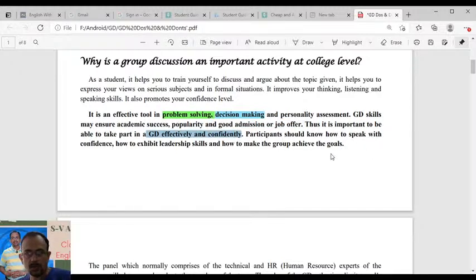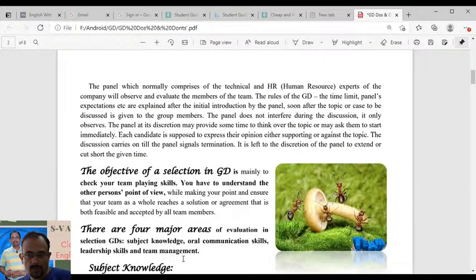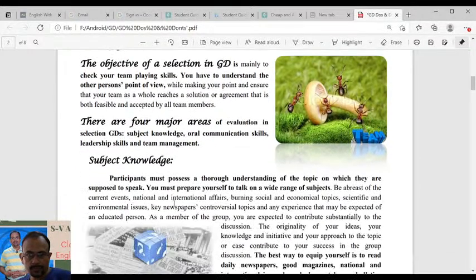Participants should know how to speak with confidence, how to exhibit leadership skills, and how to make the group achieve the goals. Now you see, there are four major areas of evaluation of a group discussion. What are these major areas? We shall discuss in short.